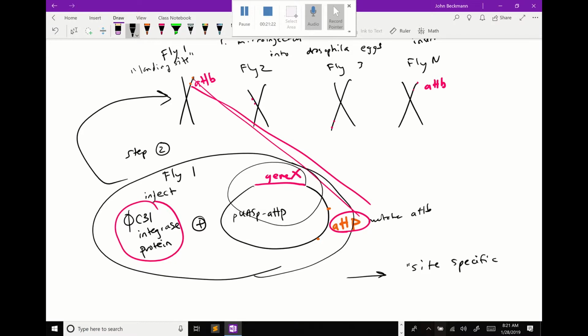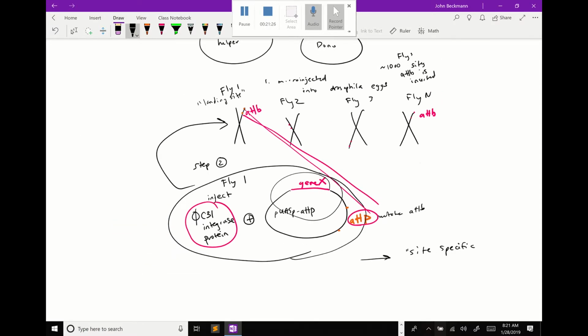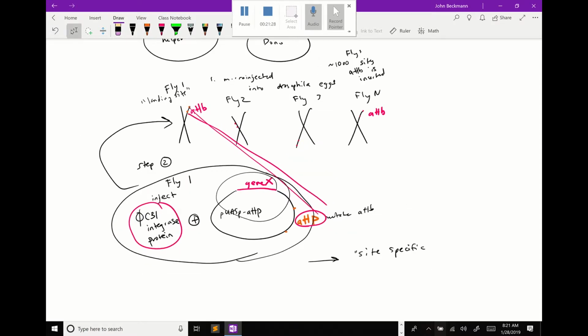Does that make sense? So what Cohen-Venken did is he built 1,000 flies with a bunch of different landing pads for this integrase. And we can pick any fly we want with these different landing sites at different locations. And now we can insert any gene at that landing pad. Does that make sense? Yes.